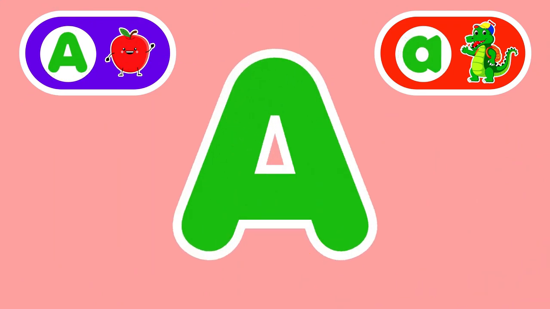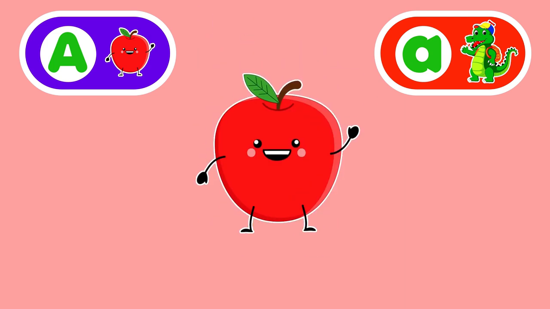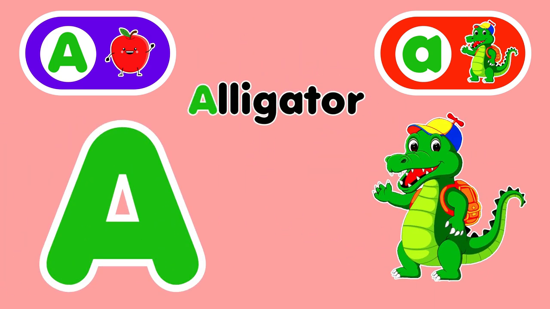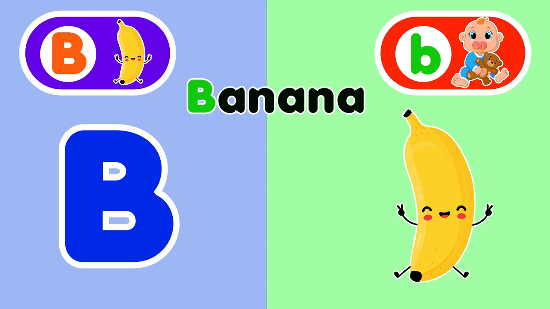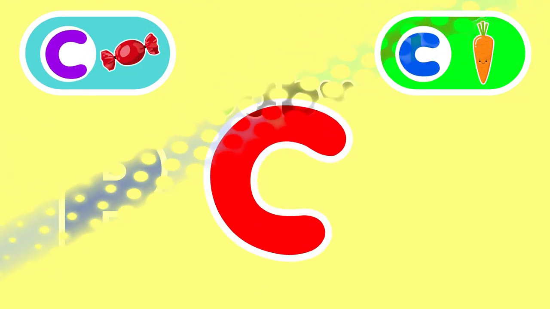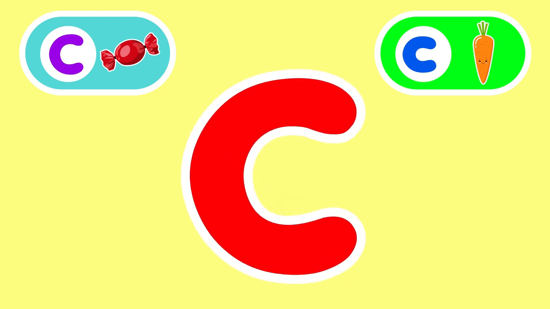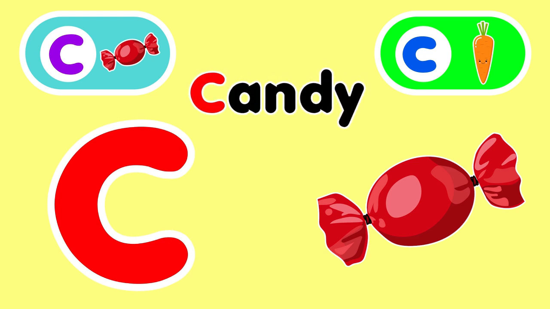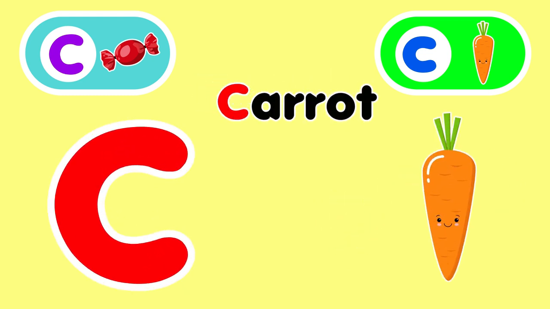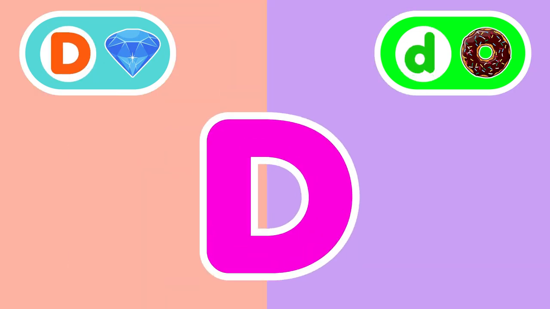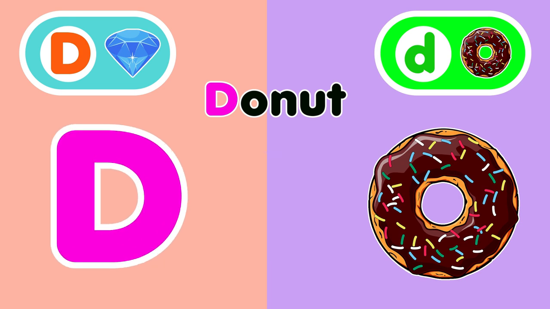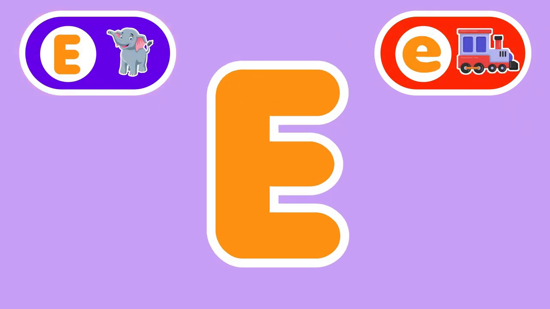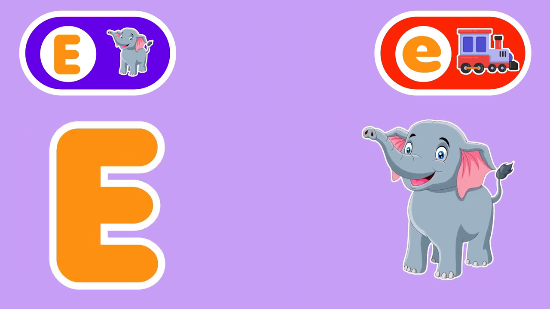A. This is the letter A. A is for apple. A, apple. A is for alligator. B. This is the letter B. B is for banana. D. D is for diamond. D is for donut. This is the letter E. E is for elephant.